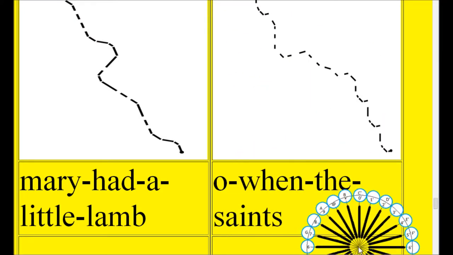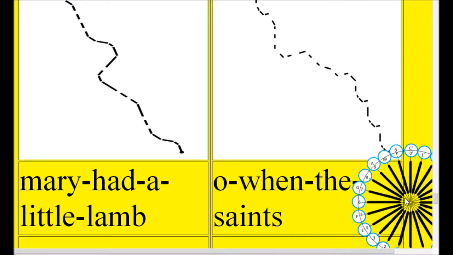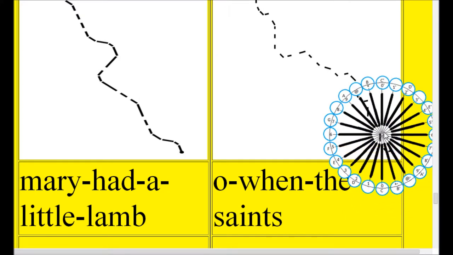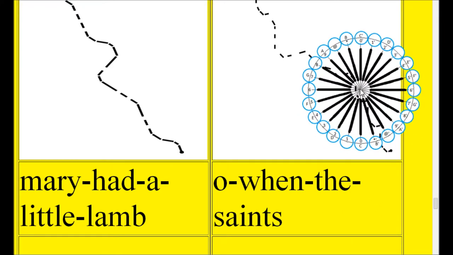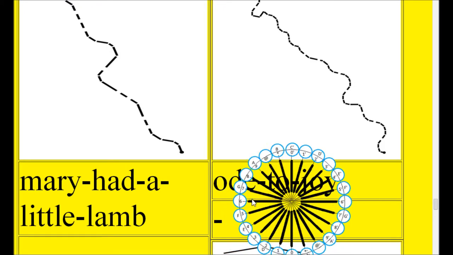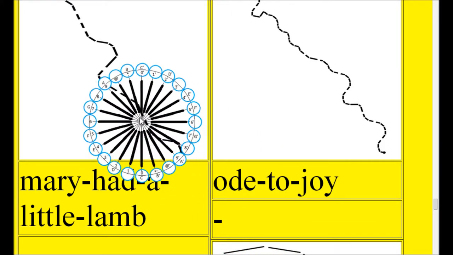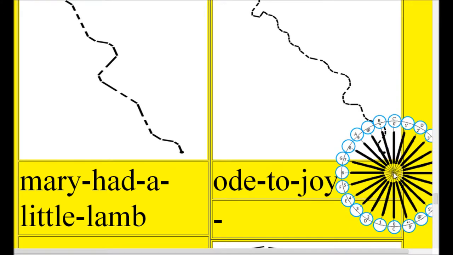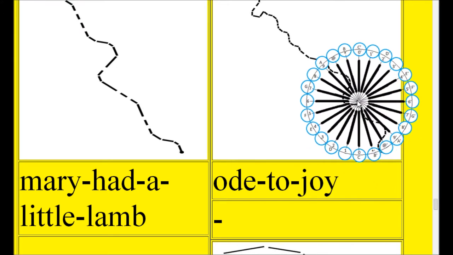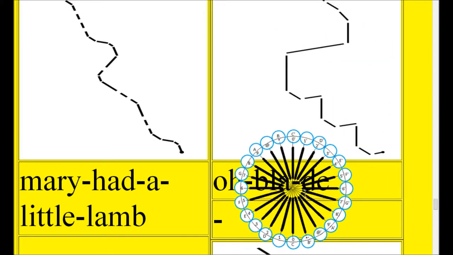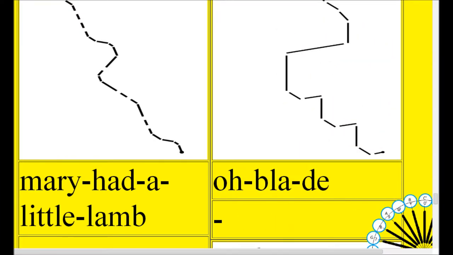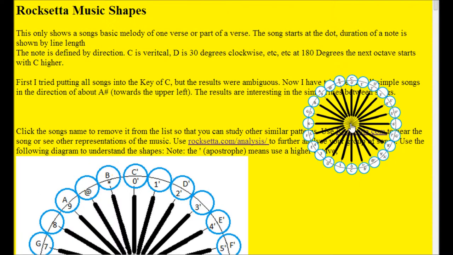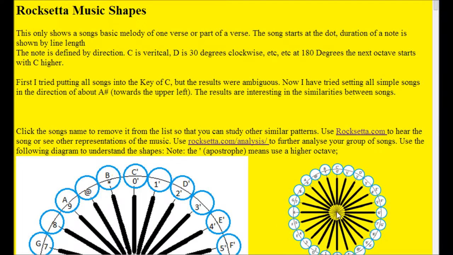Now, if I click on it, I get to another one. So here's When the Saints. It's got a pattern, but it's definitely a different pattern with all these loops underneath, whereas Mary Had a Little Lamb is just this meandering Ode to Joy here. Much more meandering, much smoother. And that's it. So just a quick introduction to the website, Rocksetta Music Shapes.